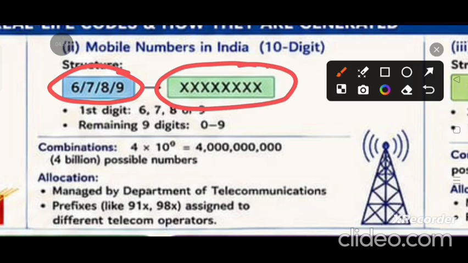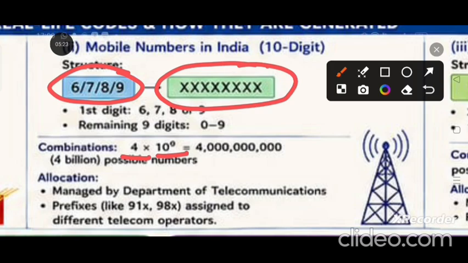So for the first digit, there are 4 options, and for the rest 9 digits, there is 10 raised to the power 9. So here the total number of combinations is 4 multiplied by 10 raised to the power 9, that is 4 billion possible mobile numbers.